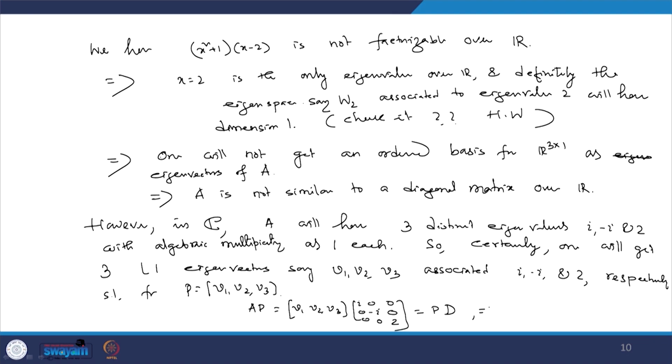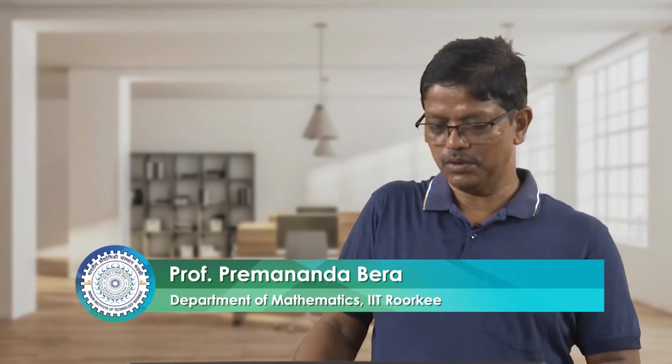Multiplying by P inverse on both sides, P inverse A P equals D, so A is similar to a diagonal matrix D. In this way you can solve many other problems to understand this concept, which will be given in the assignment set. Hope you have understood the concepts of eigenvalues and eigenvectors, minimal polynomial, algebraic multiplicity, geometric multiplicity, and the relation between geometric and algebraic multiplicities. We will use these results in our next lecture also, so you should understand this very clearly. Thank you.